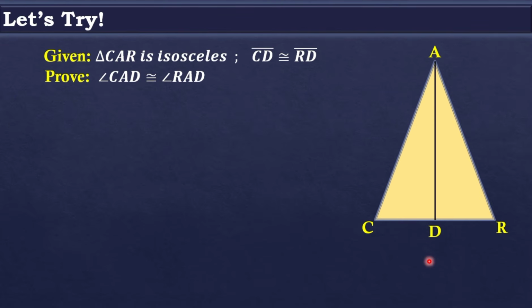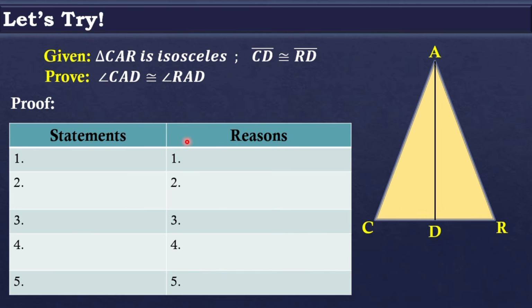Let's try. So given triangle CAR is isosceles, so I have here CD is congruent to RD. Let's have the proof. So first statement, so you have CD is congruent to RD. So lagyan natin ng markings that is given. So your segment CD is congruent to RD, that is given. So lagyan mo kagad ng mark para makita mo kagad kung meron na bang 3 parts na congruent dyan. Kasi kung meron na, once na ma-prove mo na these two triangles are congruent, madali na.